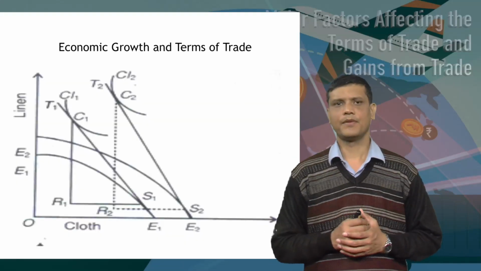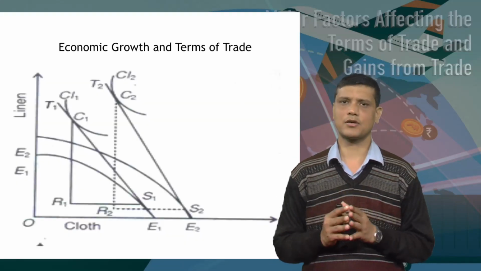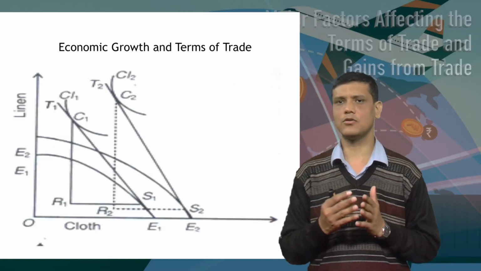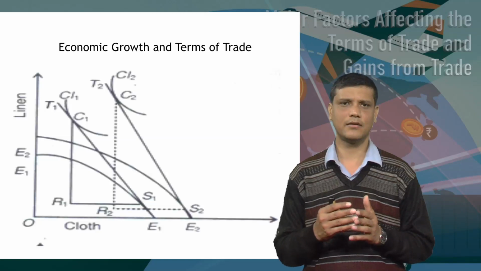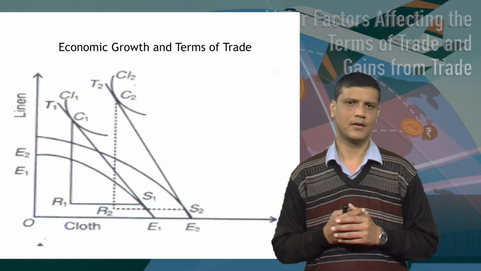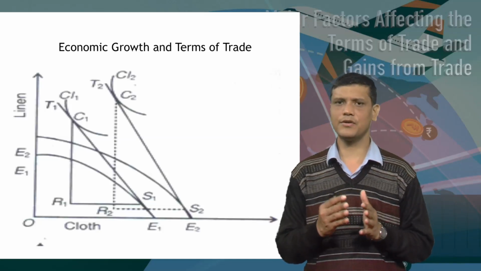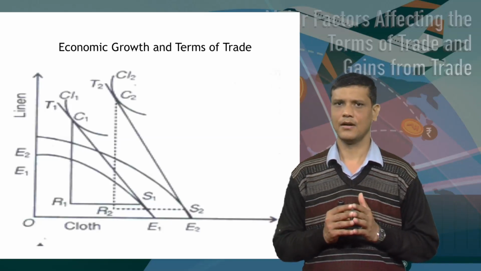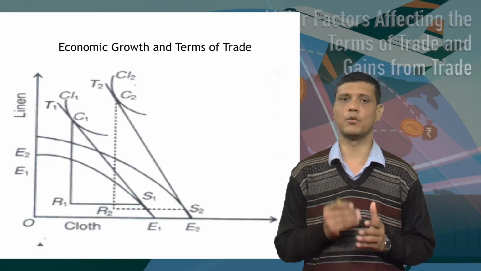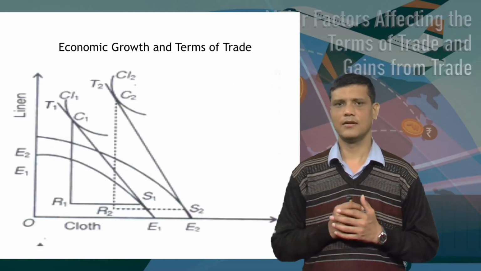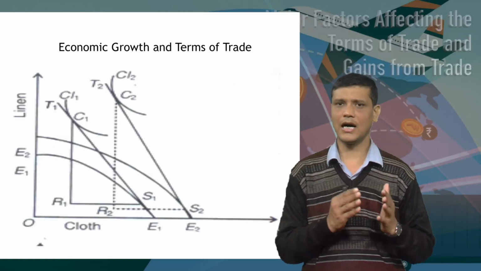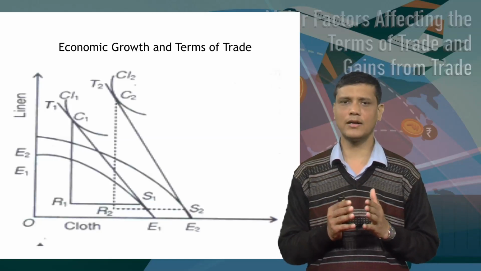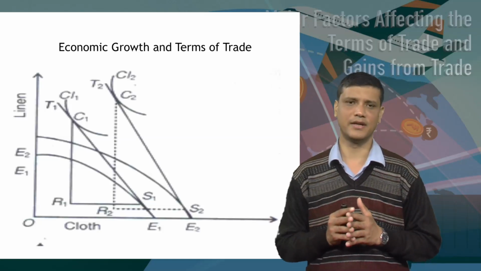In the diagram, E1 is the production possibility curve of England before growth, where the slope of T1 shows its terms of trade. Before growth, it is producing at S1 and consuming at C1 on the community indifference curve CI1. Thus, England is exporting R1S1 of cloth and importing R1C1 of linen from Germany.